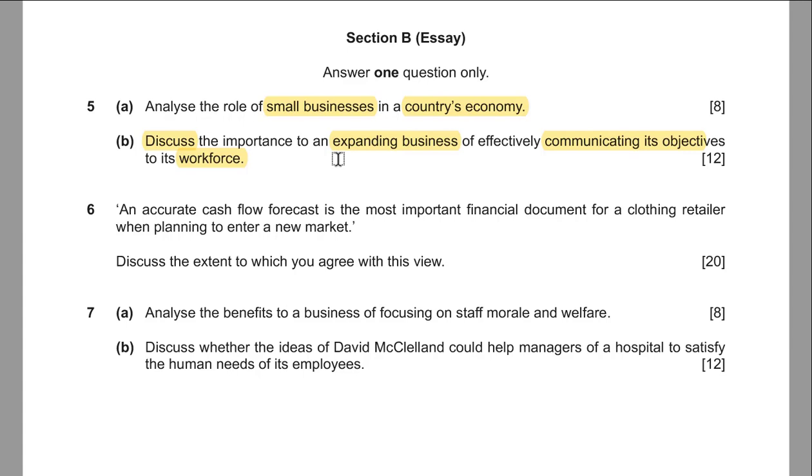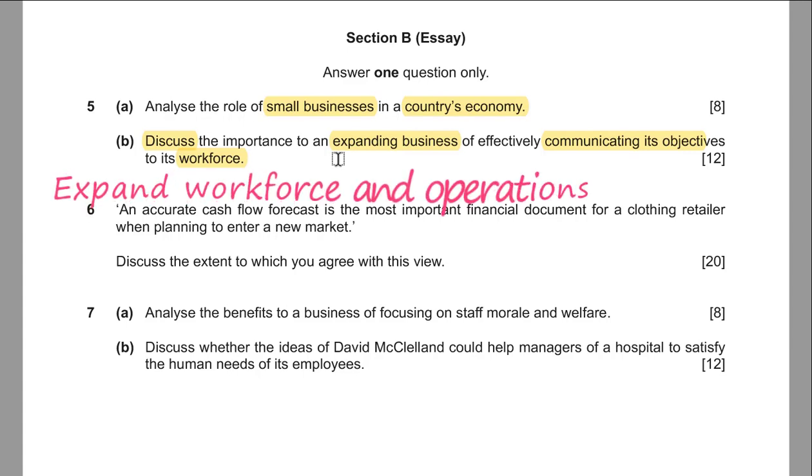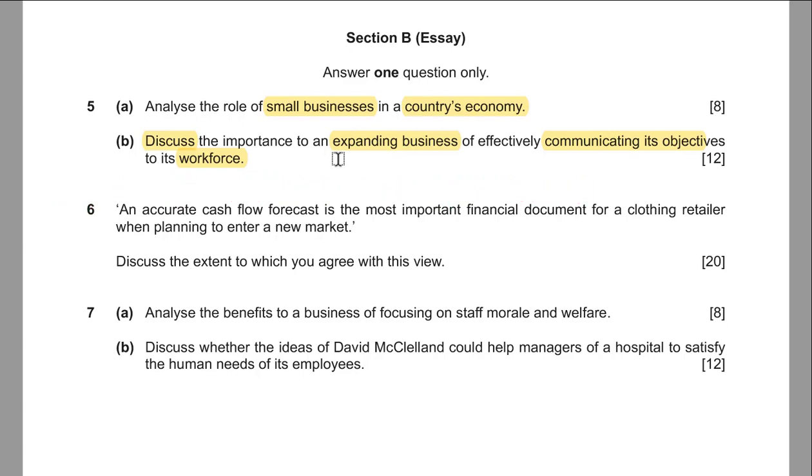So expanding businesses are going to have all the other problems of growth, which is having to reorganize how things are produced, having to employ more people and having to make sure there's coordination between all departments. That will logically lead to our evaluation on the importance of communicating objectives compared to other problems an expanding business will face. So this question number 5 seems very reasonable, but we're still going to carry on and check out the other questions.